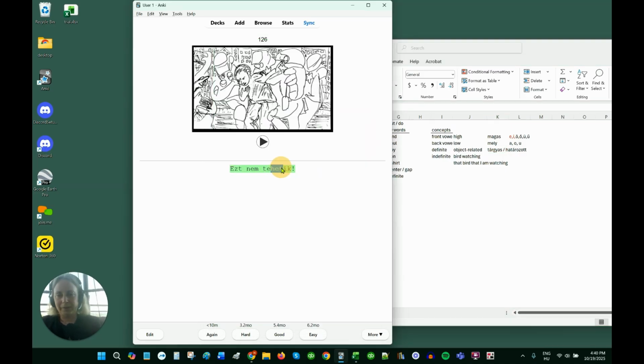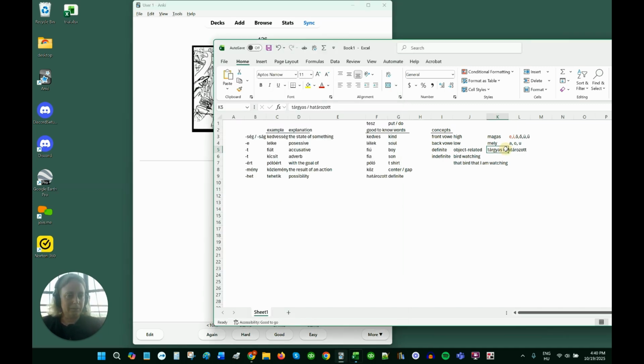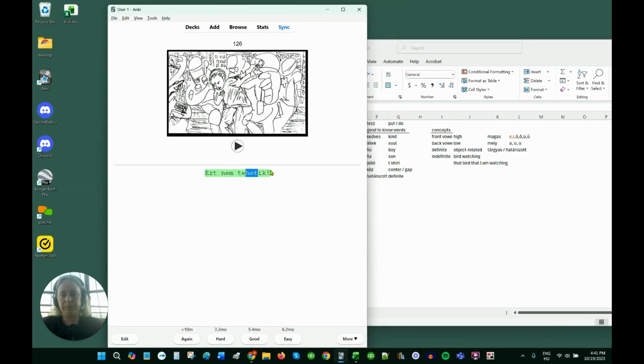That all comes from this het, because het is also known as hot, and hot is determined, and that is a root in this word hatarozot, and another word for hatarozot is tárgyas. Means the same as hatarozot. Okay, so ezt nem tehetik.